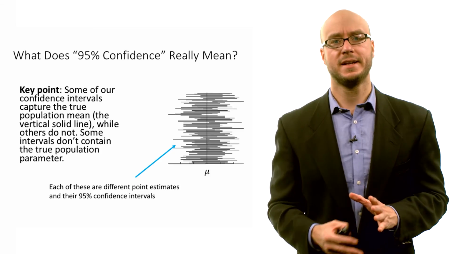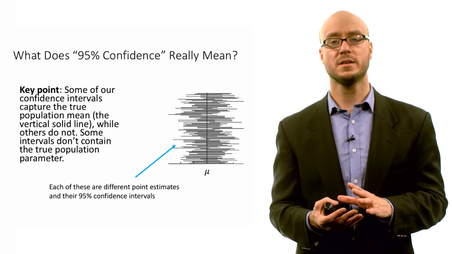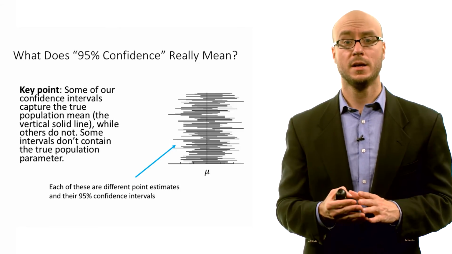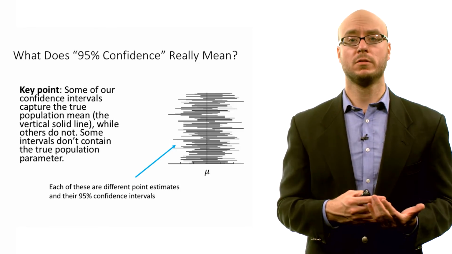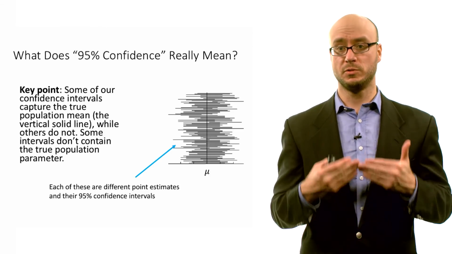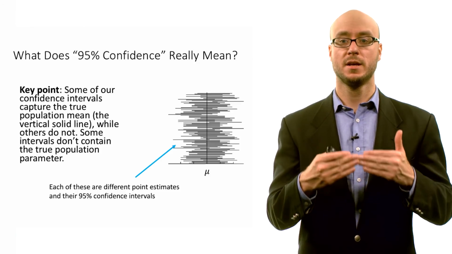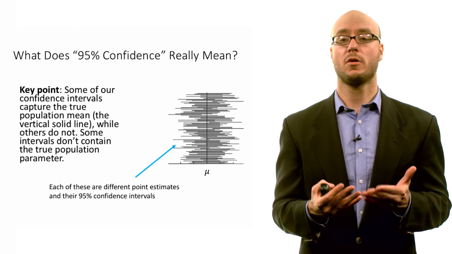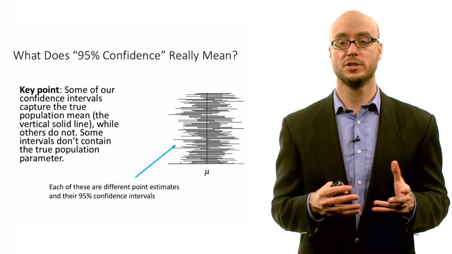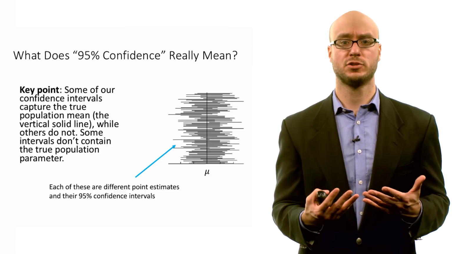Again, the key point is that some of our confidence intervals are going to capture the true population mean, which is given by that vertical line, and others won't. Some intervals won't contain the true population parameter. But since in practice we just have one sample mean and one interval estimate, we don't actually know whether our particular interval contains the true population parameter or not. We're just 95% confident that it contains the true population parameter.